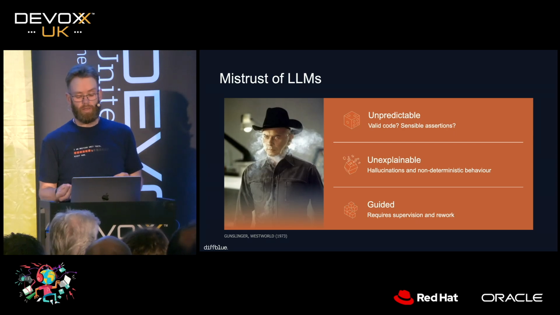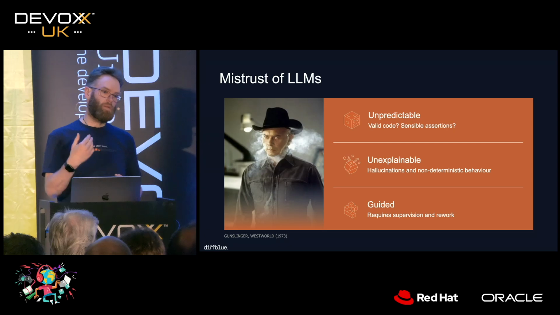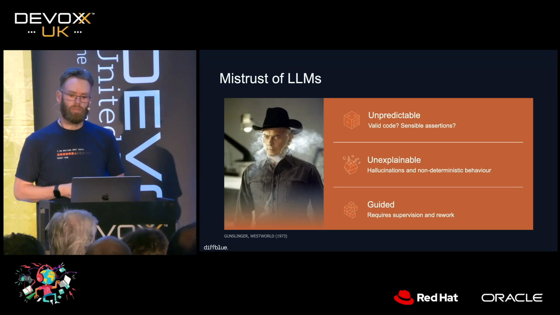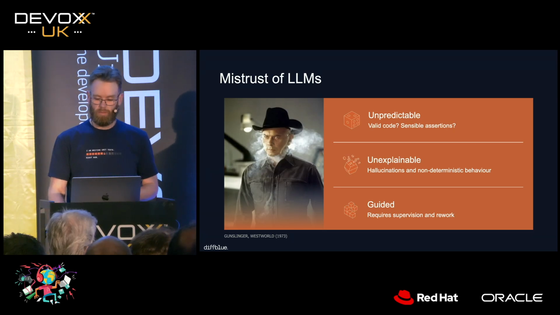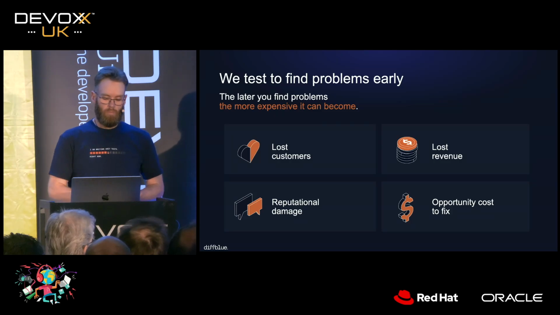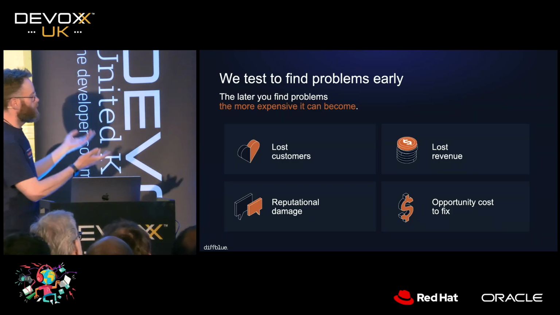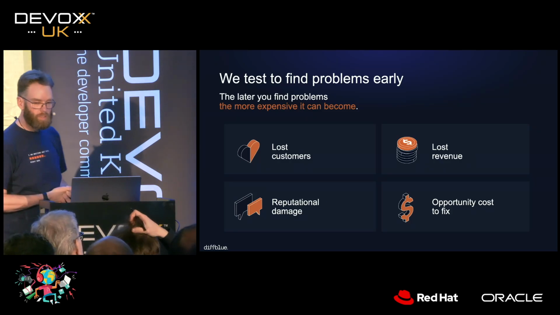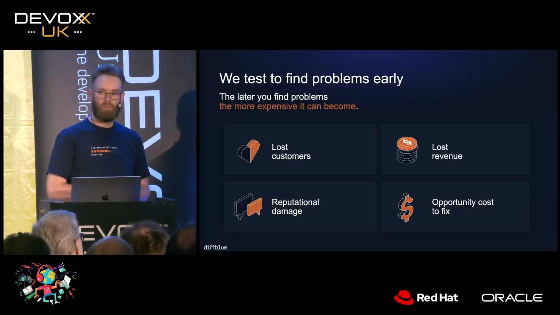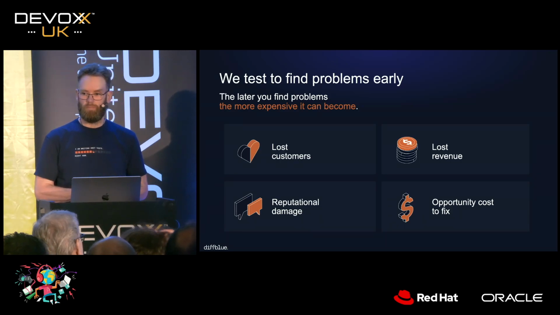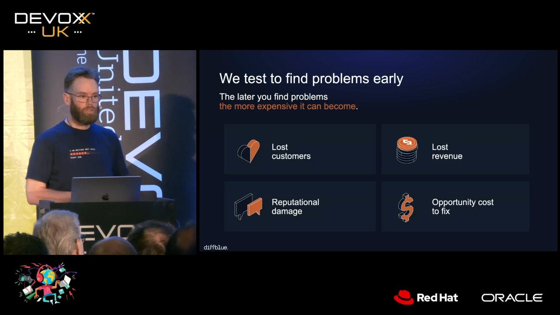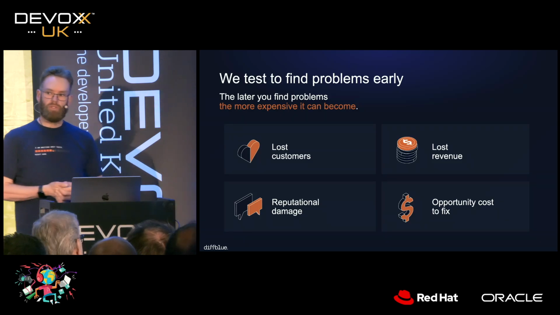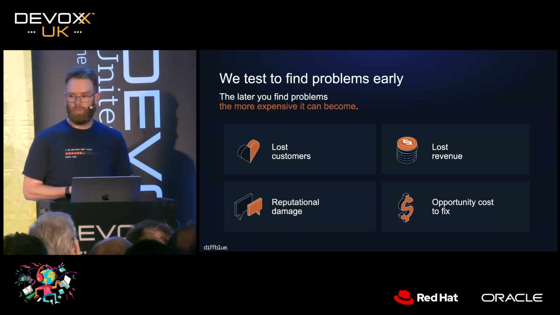In order to do that, we need to take a step back and say, why do we test in the first place? What's the point of testing? Basically it boils down to these points here, right? The later you find problems, the more expensive it becomes to fix them. Right? So if you have a bug that reaches into production, there are a number of things that could occur.